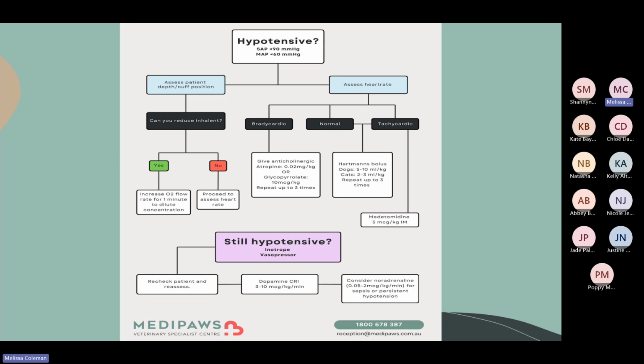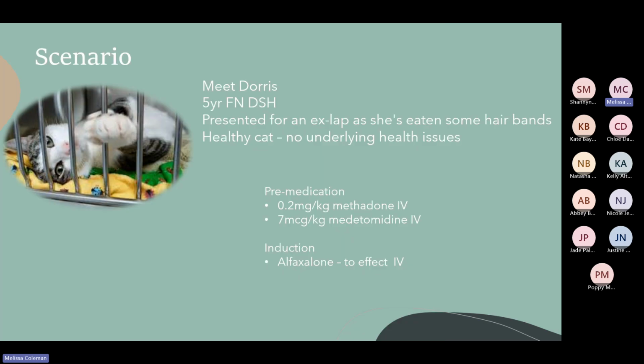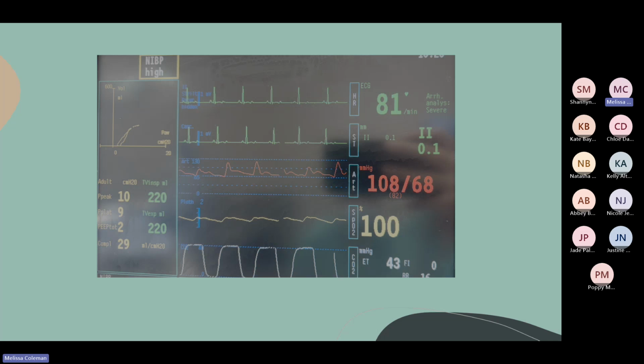And now we're just going to go through some scenarios. So we have Doris, who is a 5-year female neutered domestic short hair. She's eaten some hair bands, which cats notoriously love to do, and she's got a lovely foreign body. She's otherwise healthy and she has no other issues. So we're going to pre-med her with some methadone and some medetomidine, and she's just having alfaxolone IV to effect. So she's been asleep for a little while, and then this is our screen.